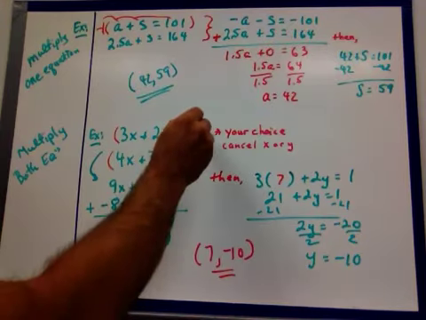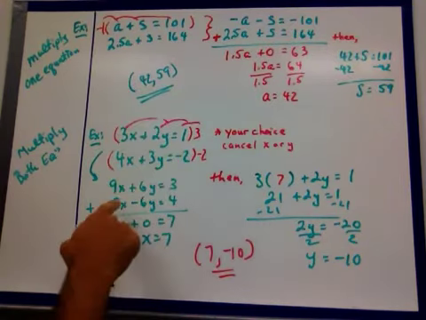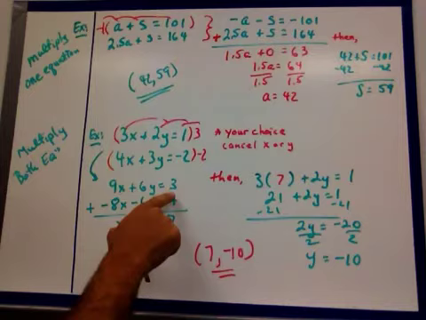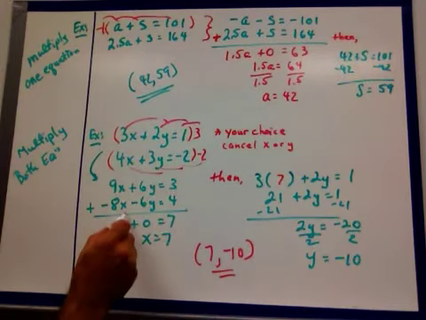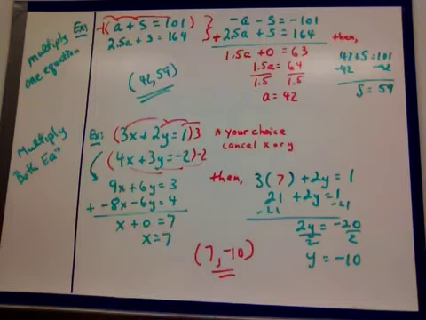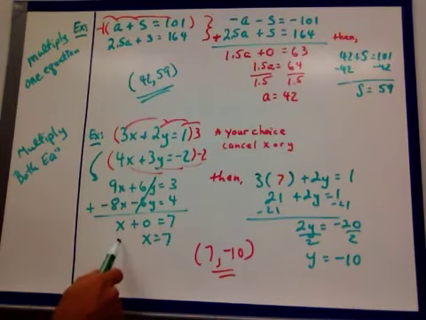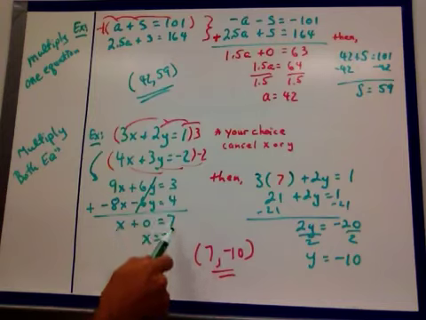Once you do that, now multiply each term by 3. I get 9x plus 6y equals 3. Multiply each term by negative 2. I get negative 8x minus 6y equals 4. Now I can just add them up. I can see that my y's will cancel out here. See ya! I get x plus 0 equals 7.